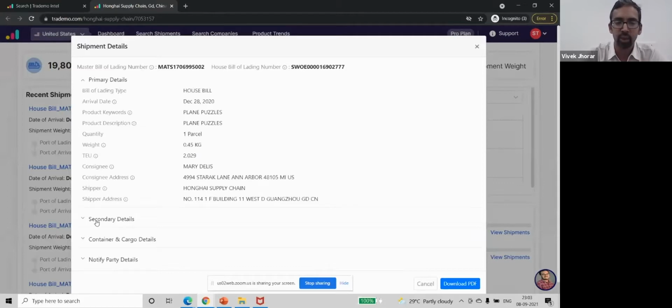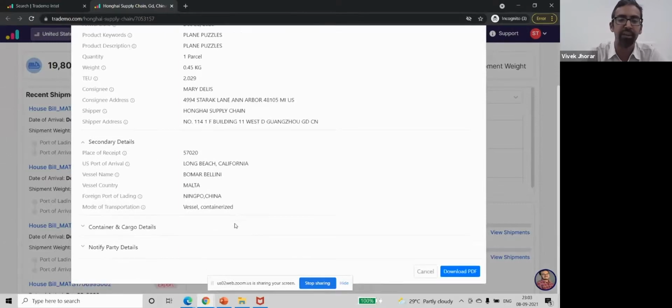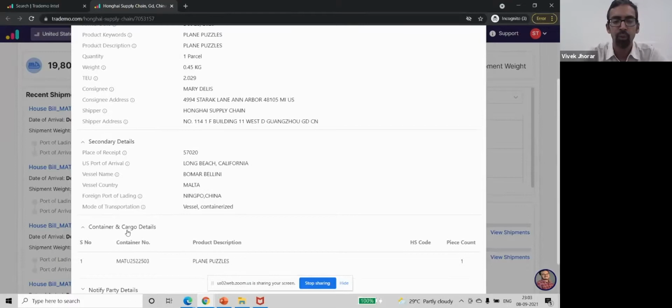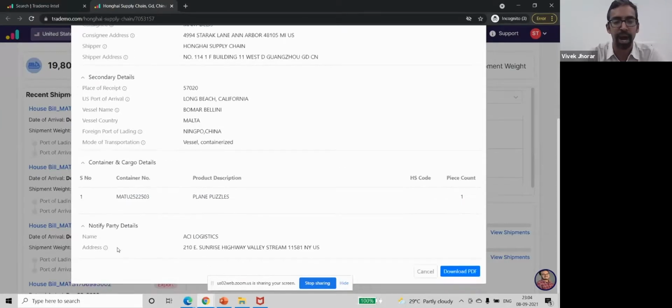So this is not exactly toys, but because this company is there, I'm just telling you what is the kind of information that you can expect from a bill of lading. So it will exactly give you what came into that container, and what was the product description, and what were the details of the party which was to be notified in US when this shipment was coming to US.